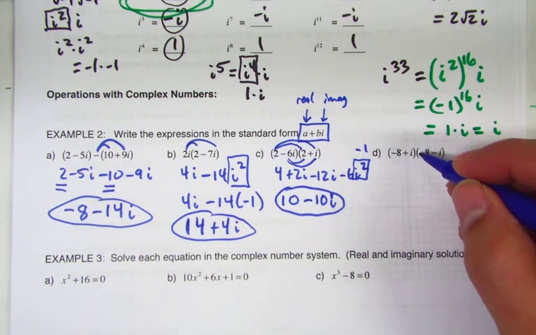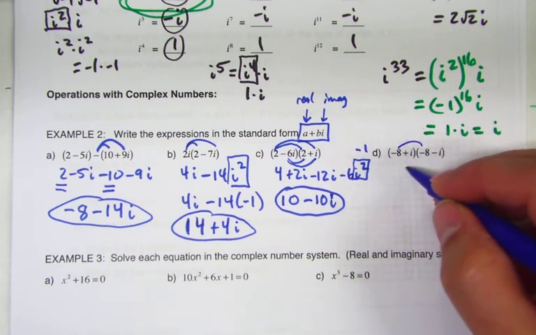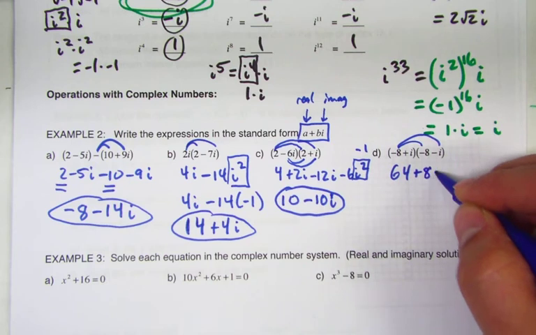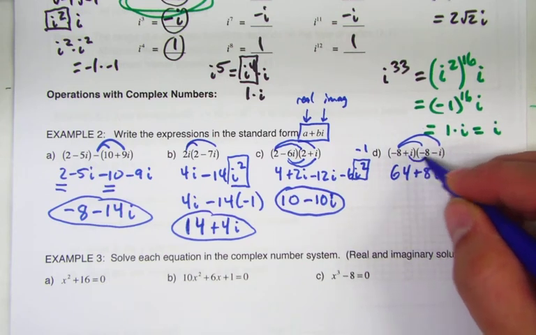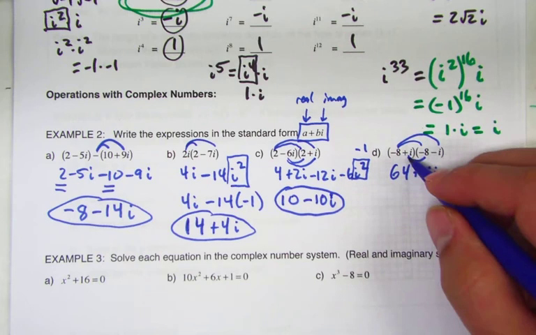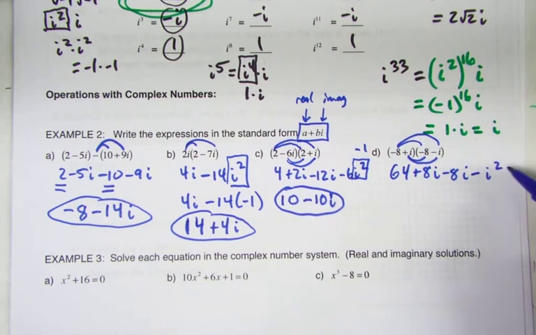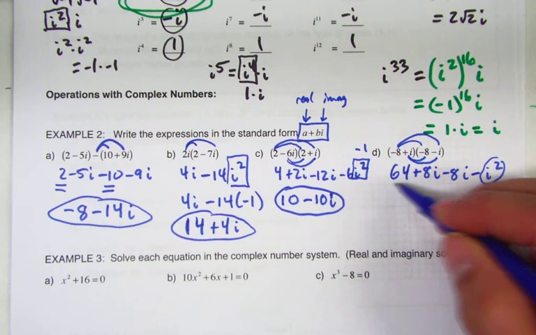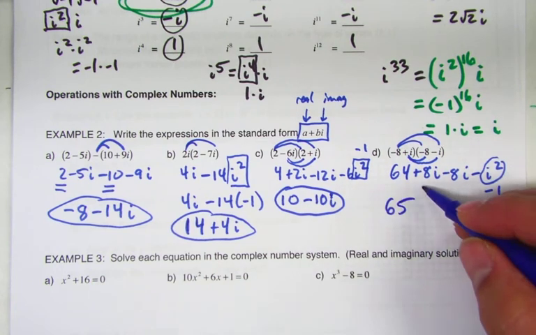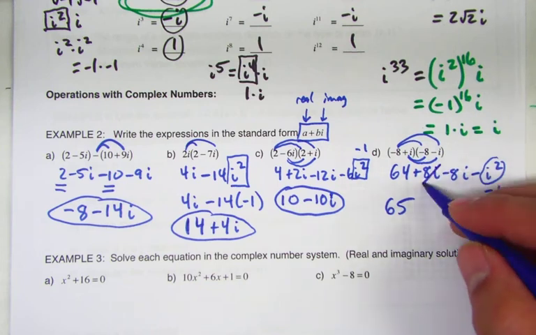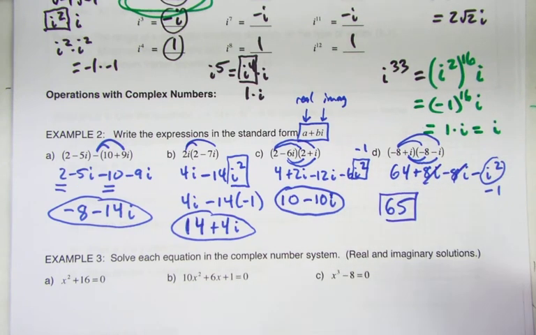This one, hopefully you see the pattern, but if not, you still do the usual FOIL or double distribute, whatever you want to call it. Negative 8 times negative 8 is 64. Negative 8 times negative i is positive 8i. And now on the inner part, you get negative 8i. And then i times negative i is negative i squared. Again, i squared is negative 1. Subtracting a negative 1 is really adding 1. So this 64 plus 1 becomes 65. And then you can combine the like terms here and cancel these out. So we just get 65 in this case. Okay?